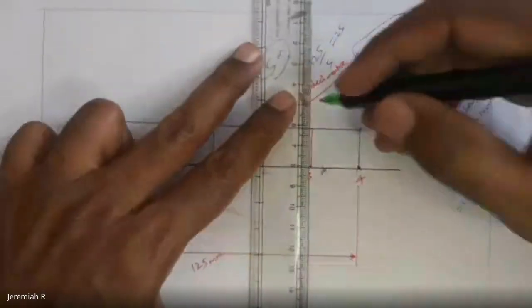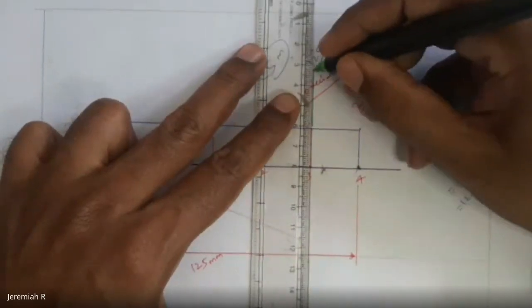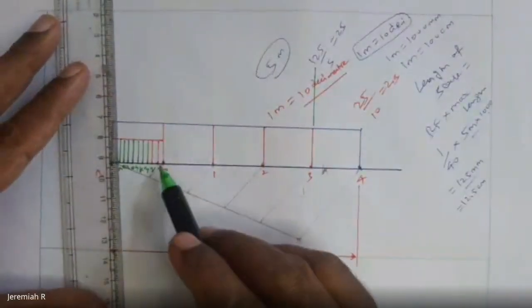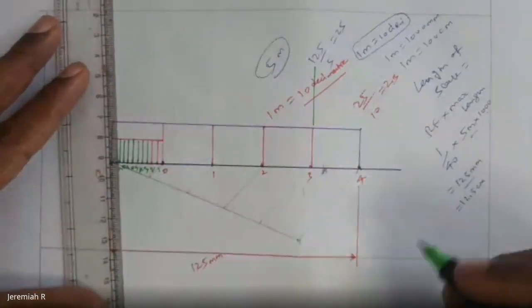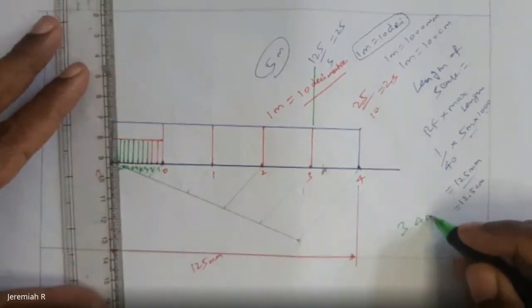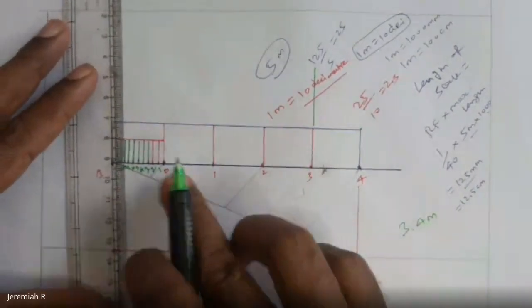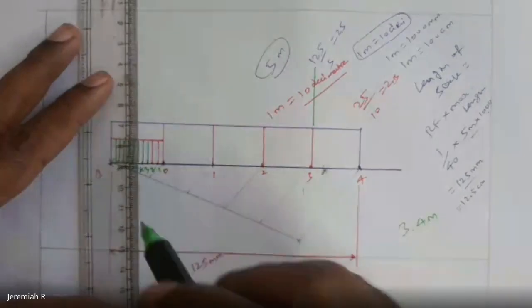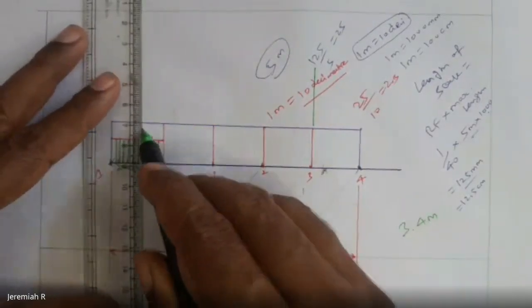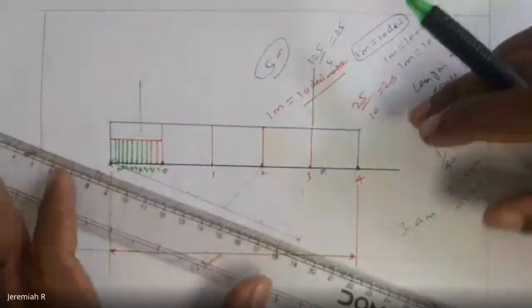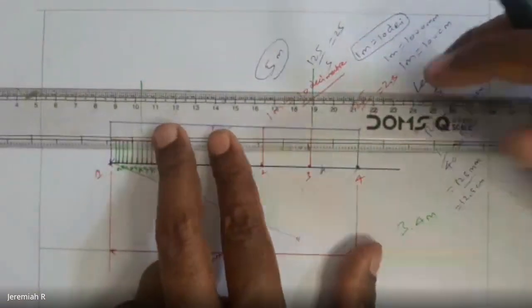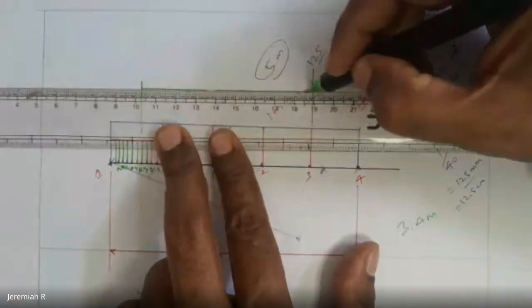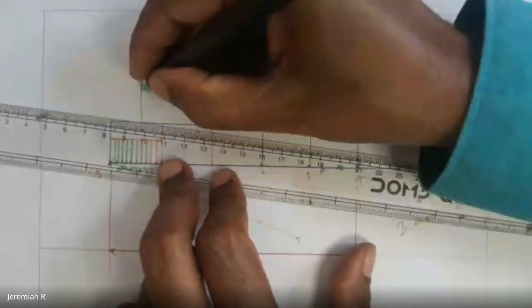Then what we have to do? You have to draw a vertical line like this. They asked to mark a distance of 3.4 meter. What we have to do? 1, 2, 3. So 3.1, 3.2, 3.3, 3.4. At 0.4, draw a vertical line. You have to give an arrow like this. Mark a distance of 3.4 meter.